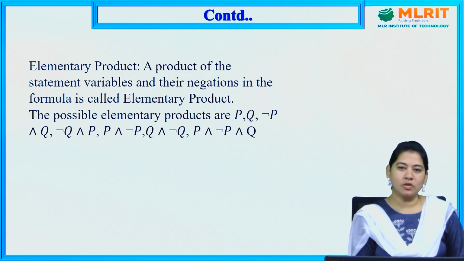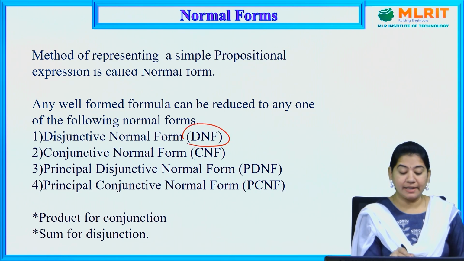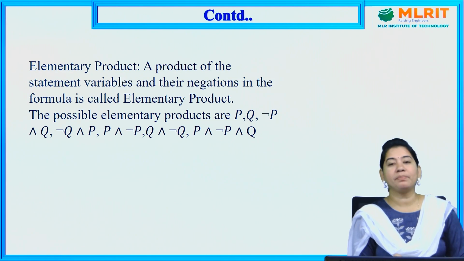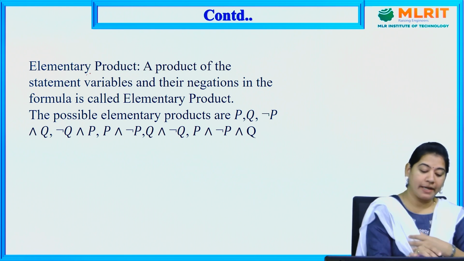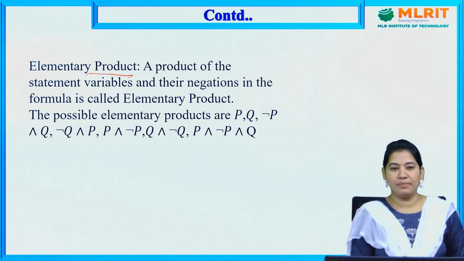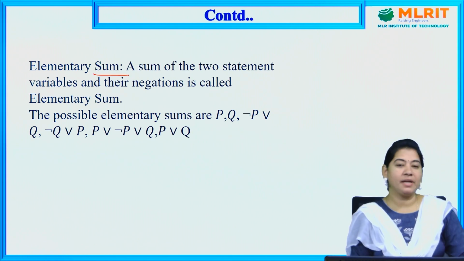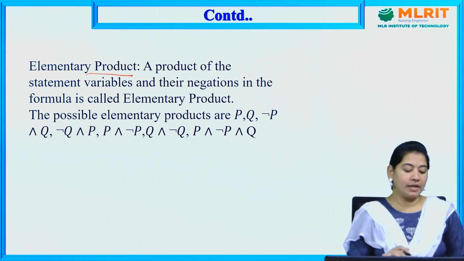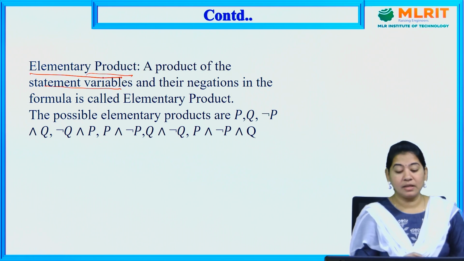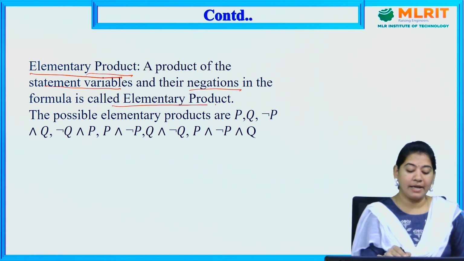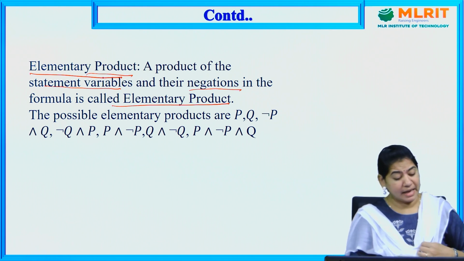Also, before discussing the first normal form, DNF, we have to remember some basic terminologies. Those terminologies are elementary product and elementary sum. So what is meant by elementary product and elementary sum? First, elementary product: a product of the statement variables and their negations in the formula is called an elementary product.